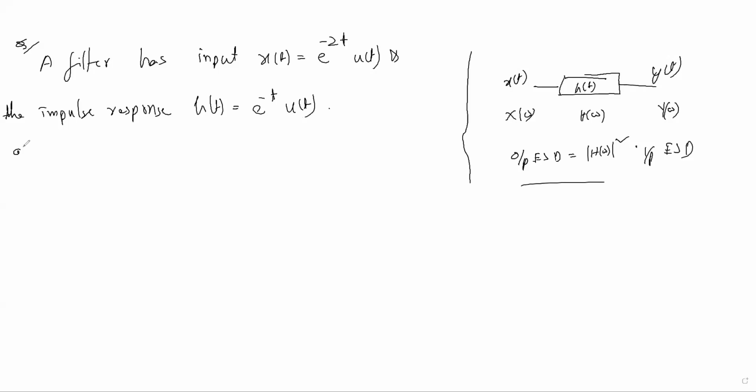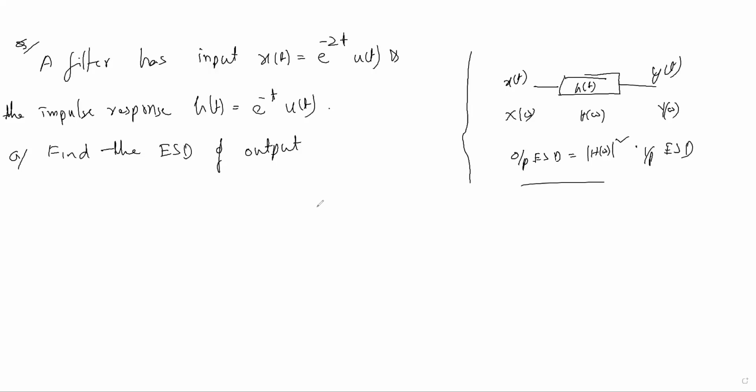So the first one is: find the ESD of the output. Okay, this is the question. Find the ESD of the output. So let me do it first. This is question number A. So first of all, we have to find the output of this signal, that is y(t).